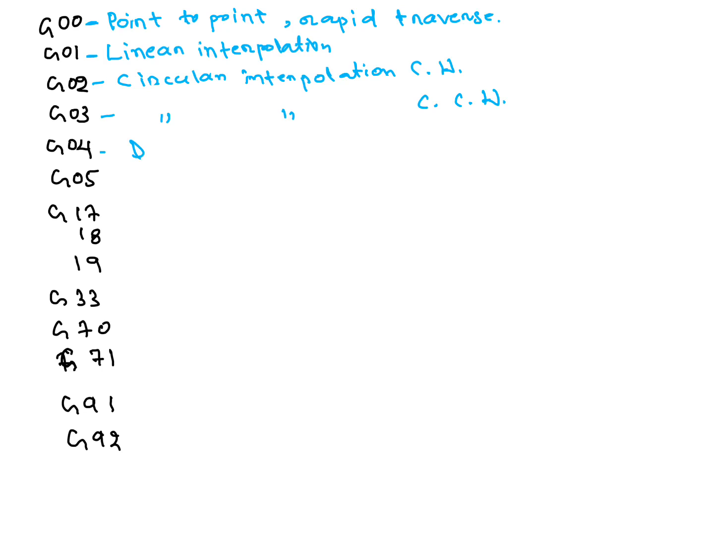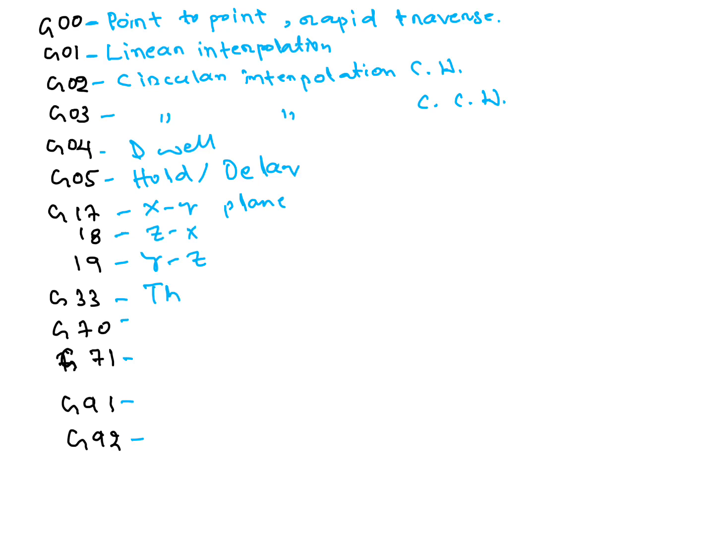G04 is for dwell. Then G05, hold or delay. Then G17, 18 and 19 are all for plane designation. This is for XY plane, then ZX plane, then YZ plane. Then G33 is for thread cutting. Then G70, dimensioning in inch unit. Then G71, dimensioning in metric unit.